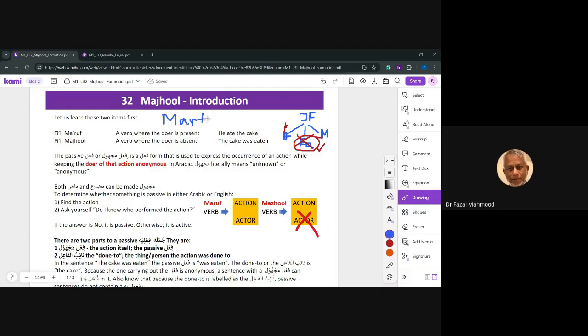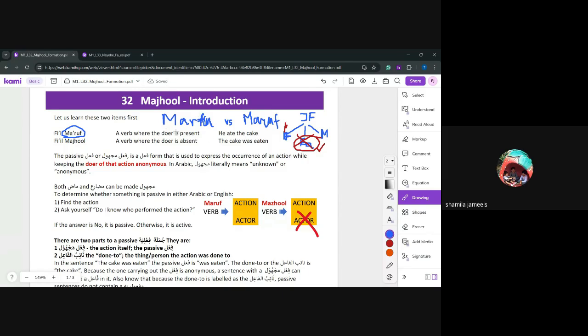So does anyone want to answer what is marfu' and what is ma'ruf? We just learned ma'ruf now, right? Which means active, an active verb. And does anyone remember where the word marfu' comes from? Yes.